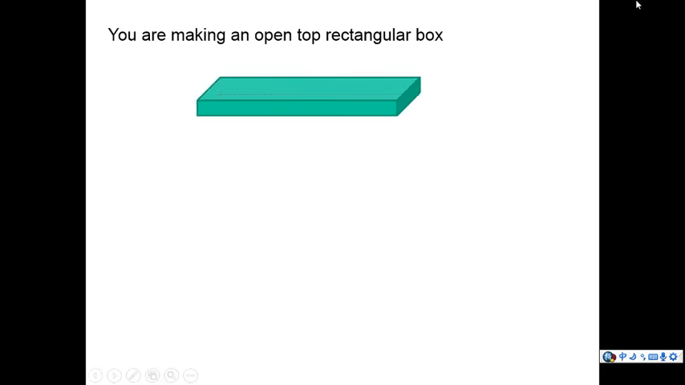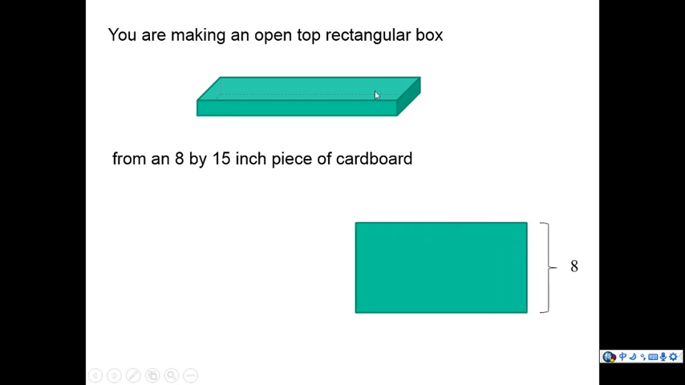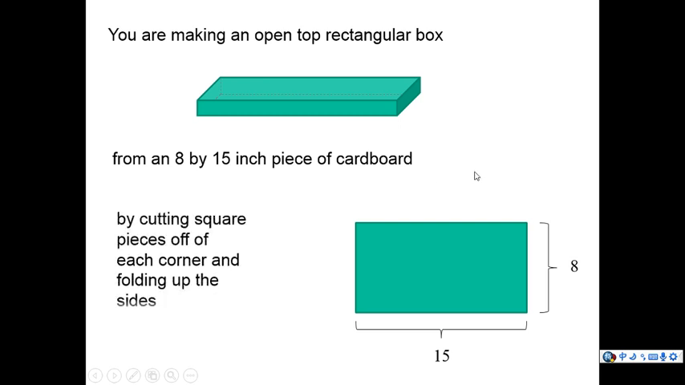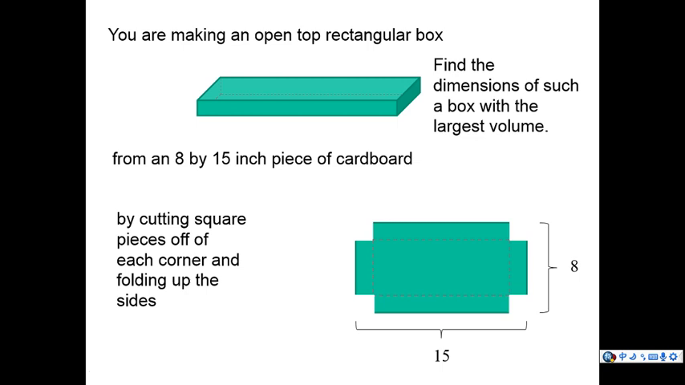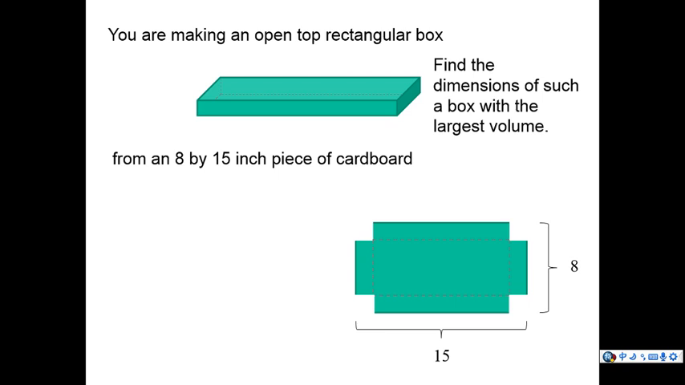And now here's another problem. You're making an open top rectangular box from a piece of cardboard that is 8 by 15 inches in dimension. Anytime you want to make an open top box, you always want to cut off the corners. So let's say that at each corner, it's x for the dimension, a little square. You want to find the dimensions of such a box with the largest volume. So here's another classic problem.